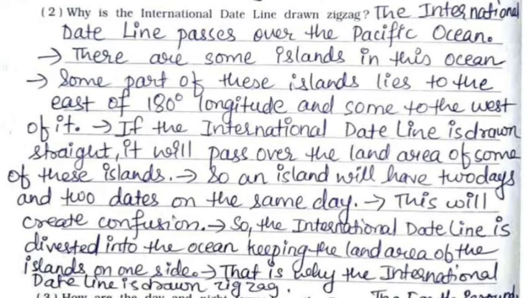So an island will have 2 days and 2 dates on the same day. This will create confusion. So the international date line is diverted into the ocean, keeping the land area of the islands on one side. That is why the international date line is drawn zigzag.